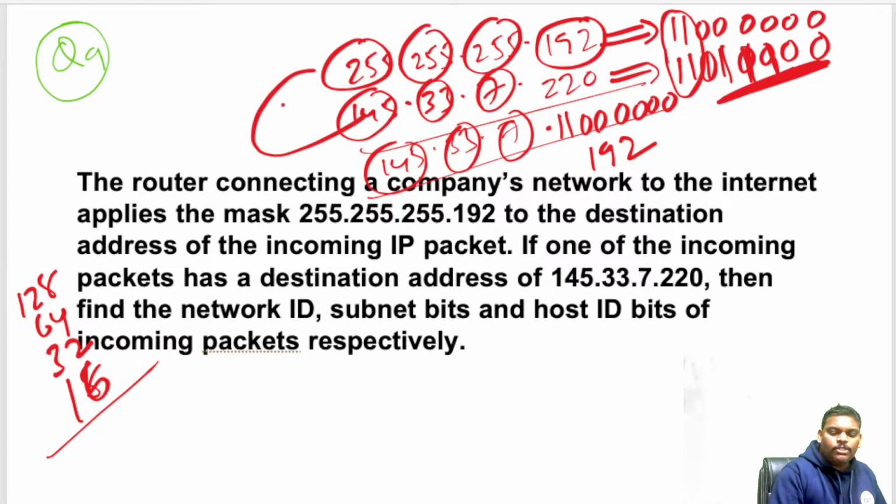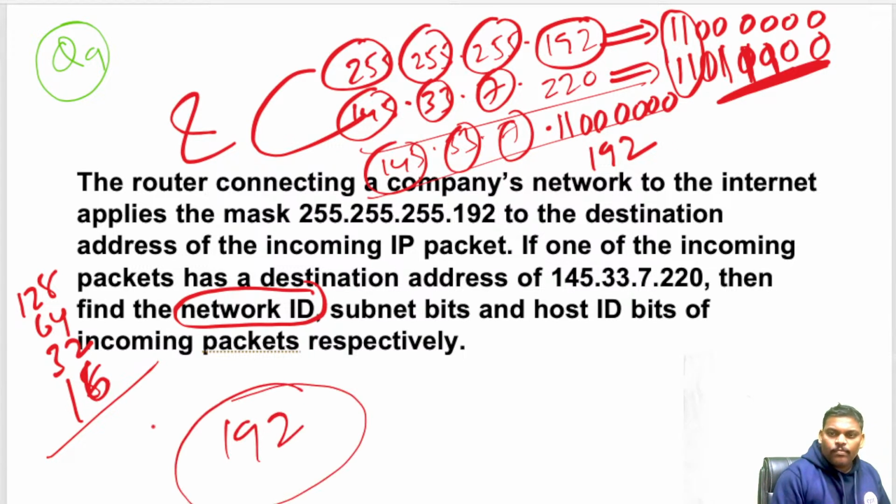Remember, if you do the AND operation of mask and IP, you will get the network ID. What is being asked? Network ID. Find the network ID. 192. Even though I did it wrong here, there is no problem, because we are doing the AND operation. So the net ID is 192. Anyone having any doubt till now?